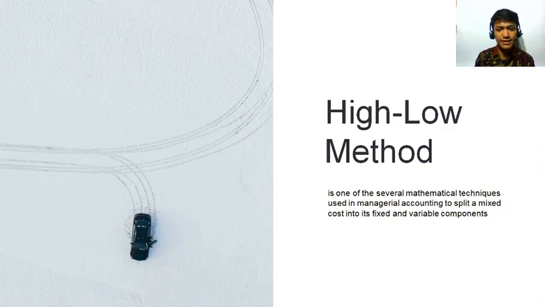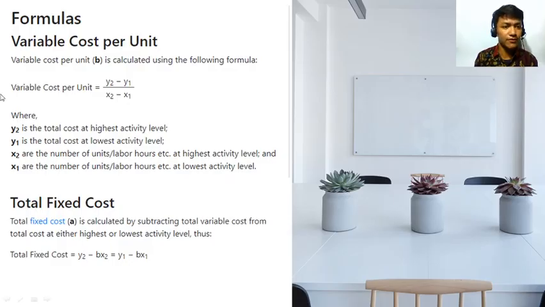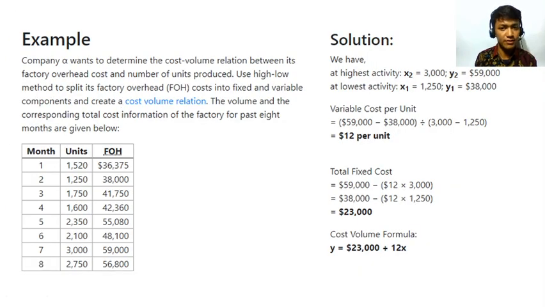Now, number 2 is the high-low method. It's one of the several mathematical techniques used in managerial accounting to split a mixed cost into its fixed and variable components. We can see the formula here, variable cost per unit equals y2 minus y1 divided by x2 minus x1. So here's the example and the solutions.